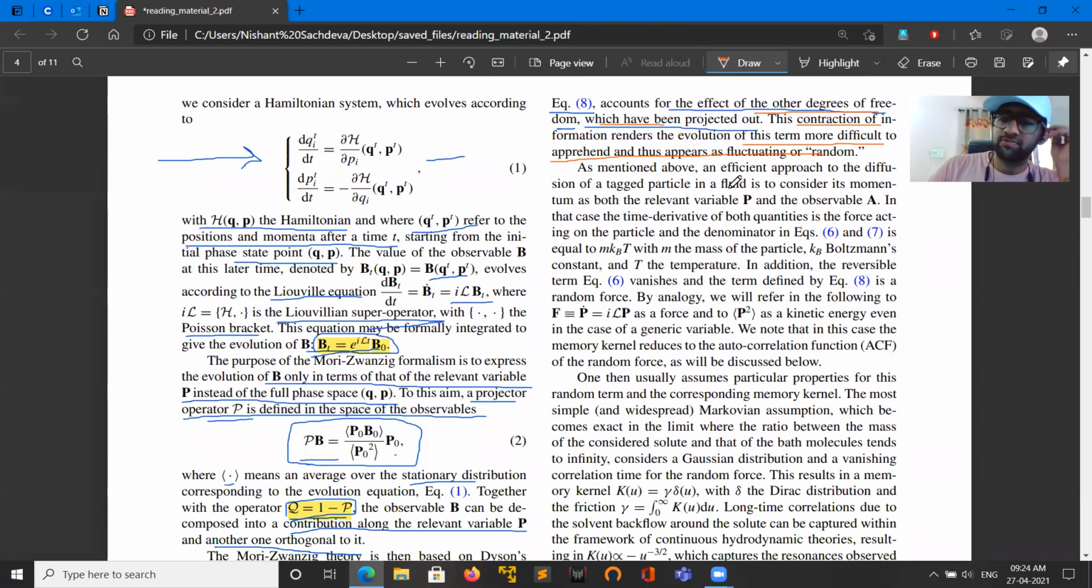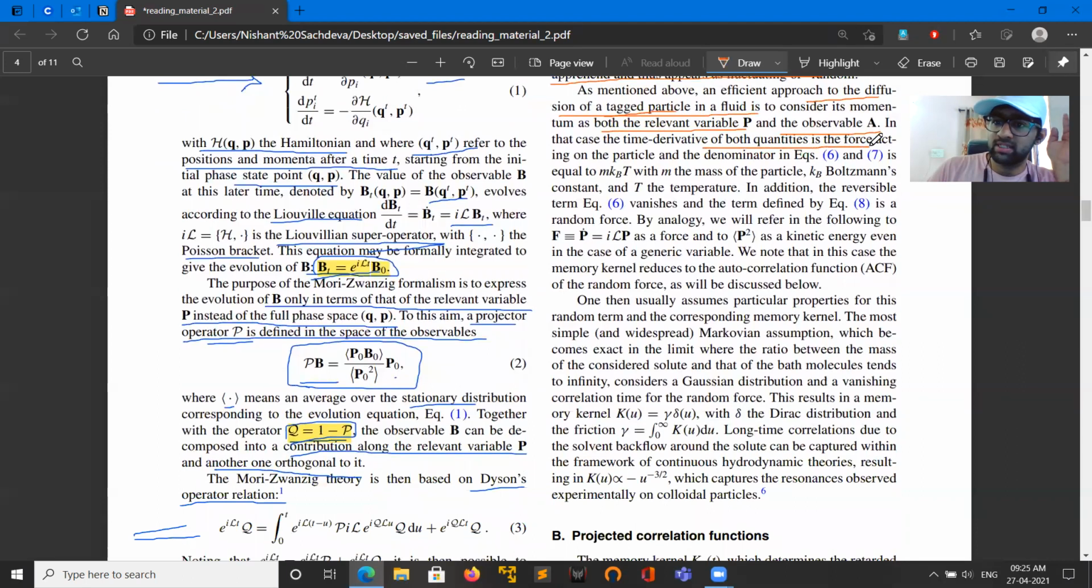Now, as mentioned above, an efficient approach to the diffusion of a tagged particle in a fluid is to consider its momentum as both the relevant variable p and the observable A. In that case, the time derivative of both quantities is the force acting on the particle, and the denominator in equations 6 and 7 is equal to m kB T.